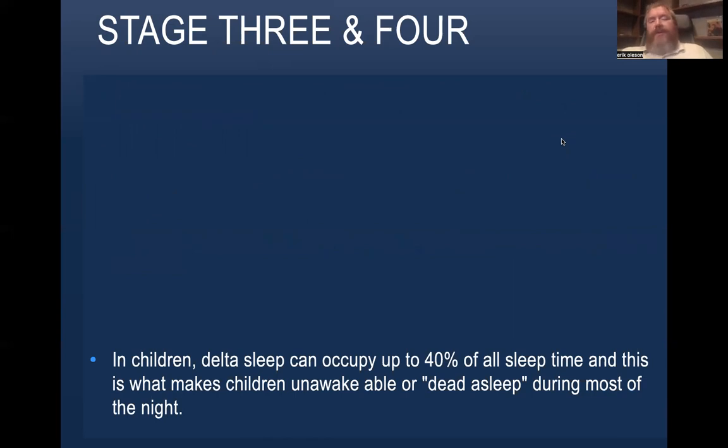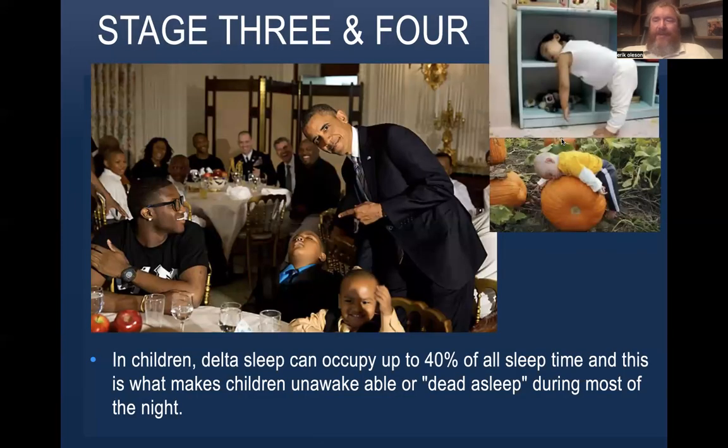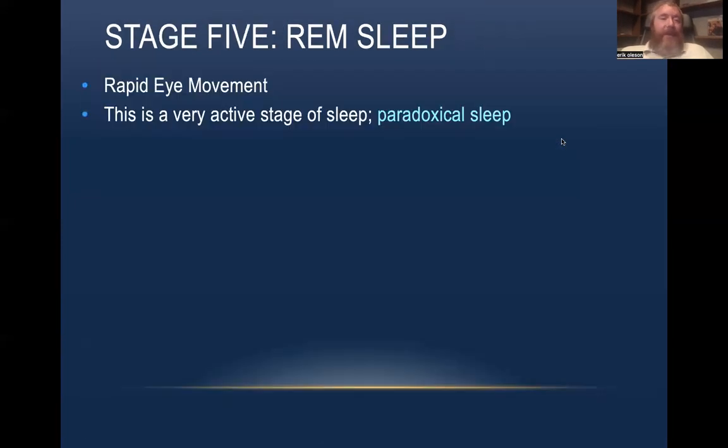In children, delta sleep can occur up to 40% of all sleep time, and this is what makes children unable to wake or in this sort of dead sleep. You know, fantastic, man. I wish I could spend more time in that deep sleep. Feels good. Some examples of that deep sleep.